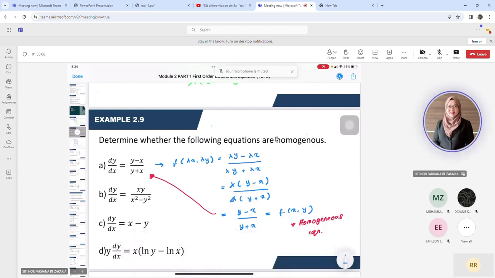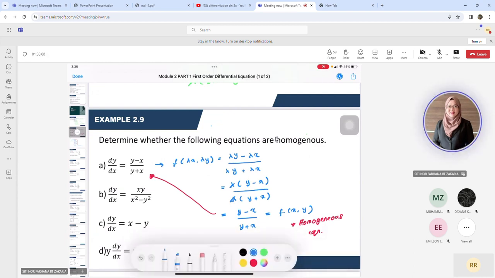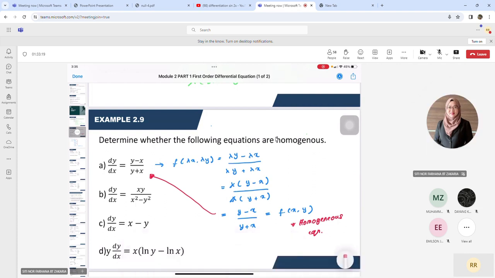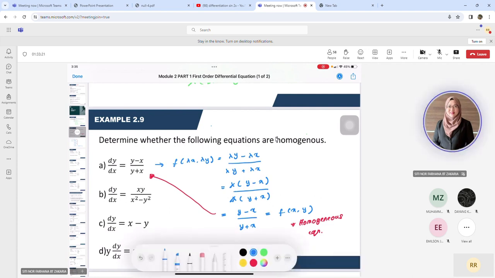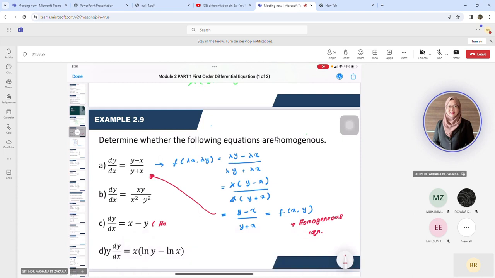So this one boleh cuba buat di rumah. Masa kat rumah kan, after this lah. Okay, these two, since we don't have much time, so this one as homework. And this one also as homework.